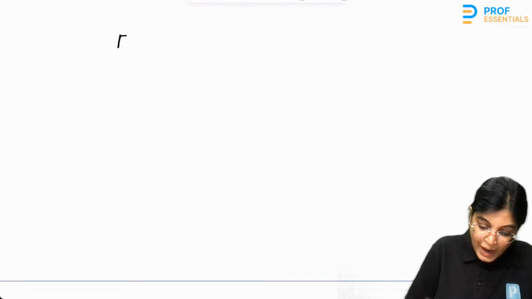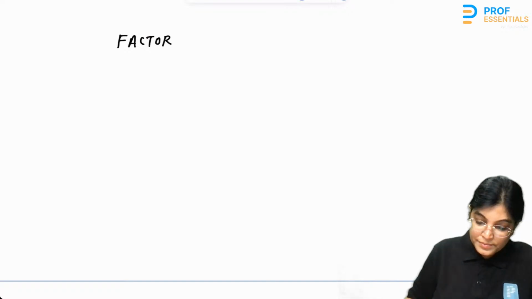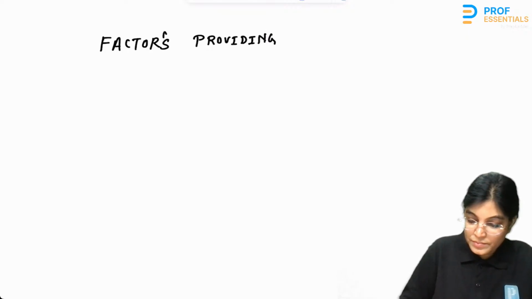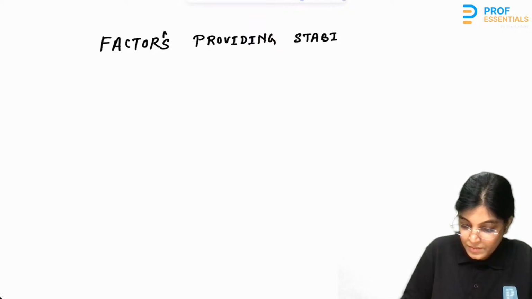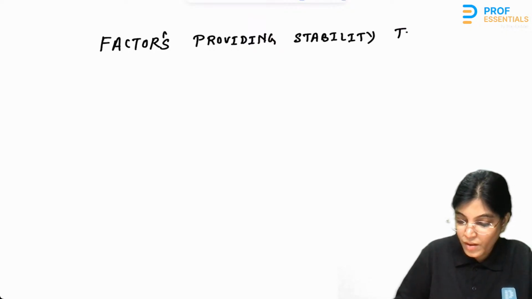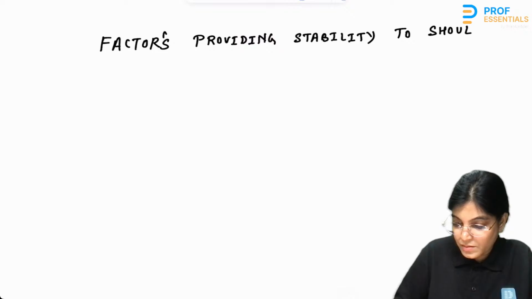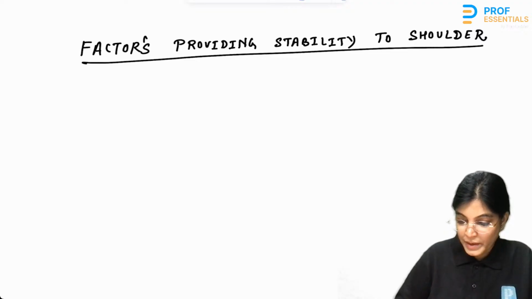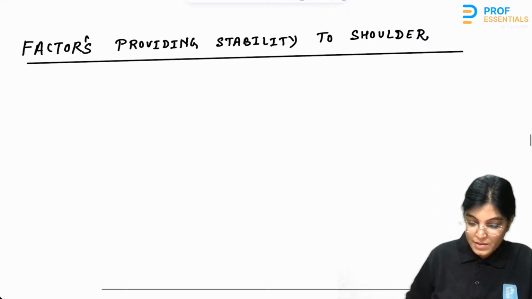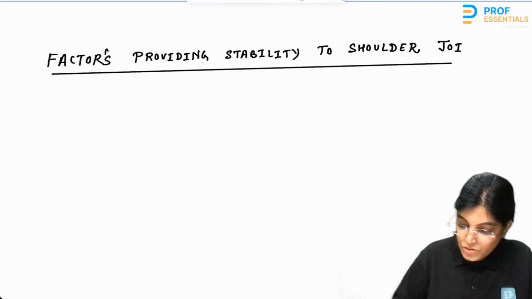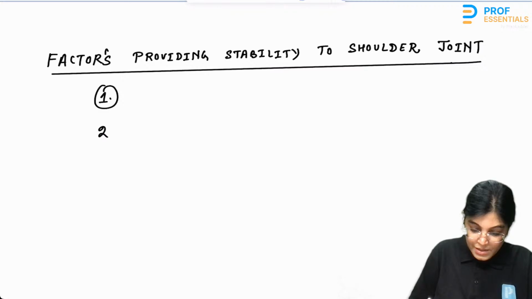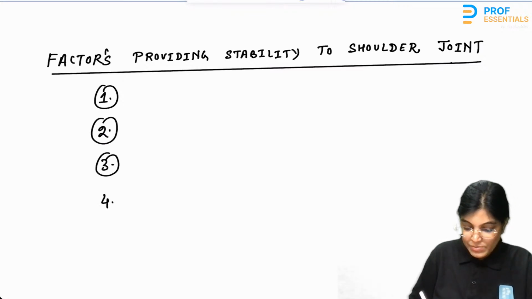The stability is increased by the following factors. So write the heading: factors providing stability to the shoulder joint. So the factors which provide stability to the shoulder joint are the following. We have got 4 factors which are important for increasing the stability of the shoulder joint.